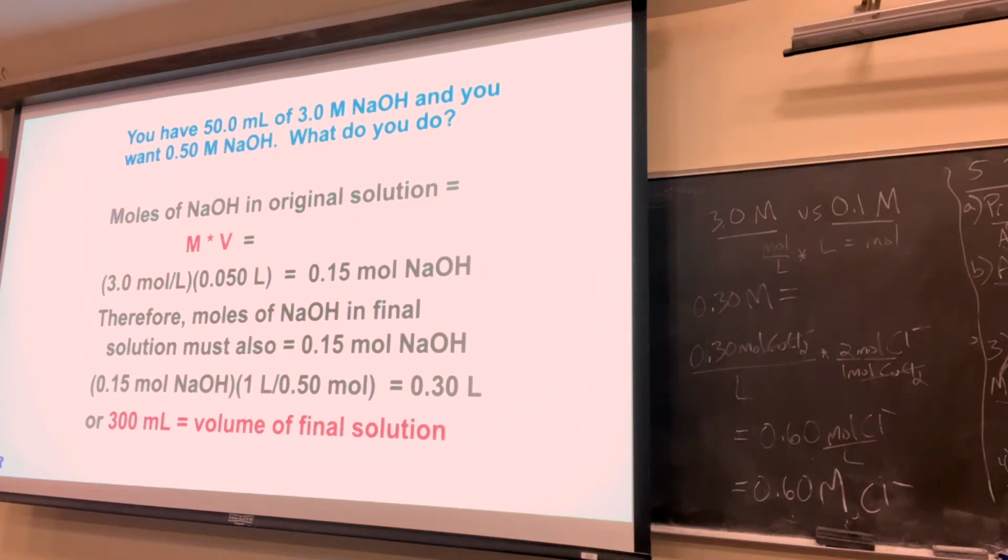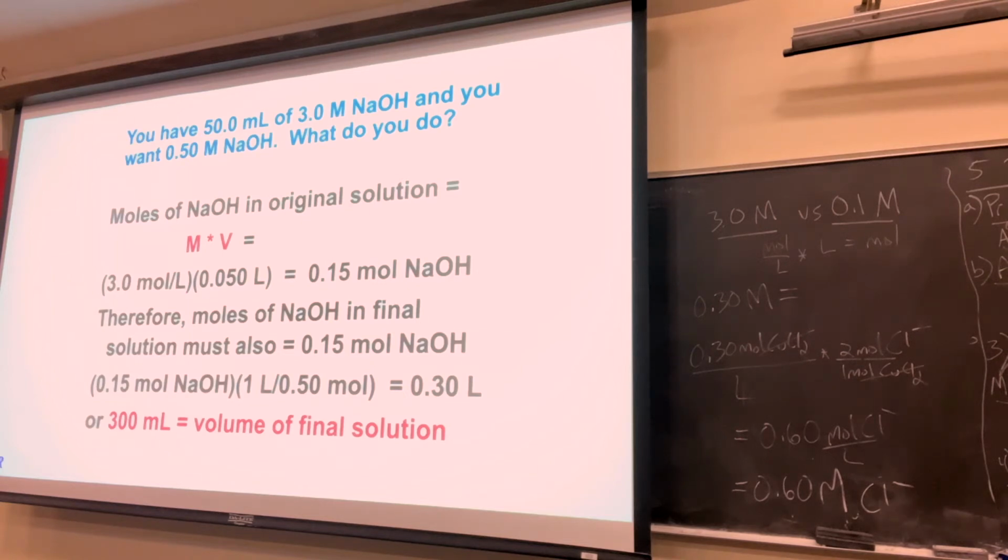Any questions on what I've done here? The important part is that the moles that you start with equal the moles that you end with. And moles equals molarity times volume. So we first found the moles that we started with, moles of solute, the NaOH in this case. Once we knew that, I divided by the final concentration to give the total volume of this final solution, which is 300 milliliters.